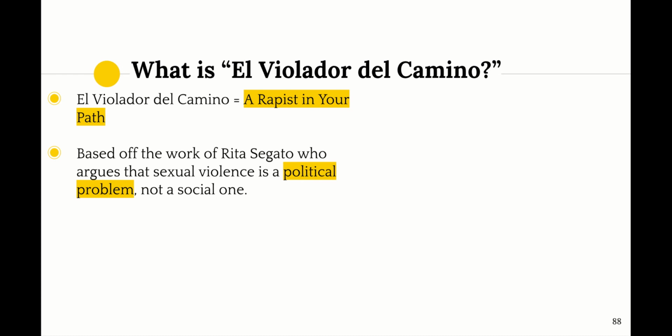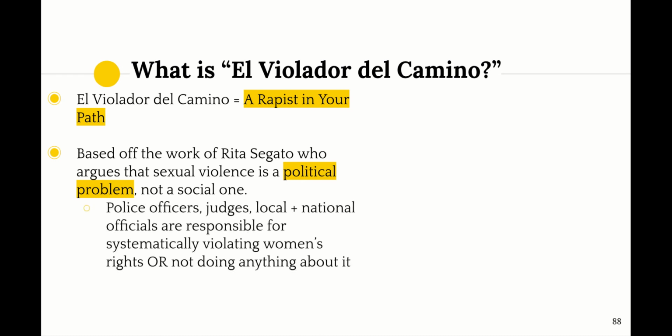Sexual violence is a political problem, not a social one. This means that the police officers, the judges, the local and national officials are responsible for systematically violating women's rights. They could be the ones committing the acts of sexual violence, or, and in my opinion, just as pernicious, just as dangerous, they don't do anything about it. So maybe they don't commit the acts of violence, but they turn their head the other way when it happens.